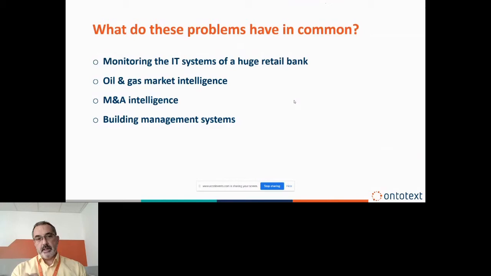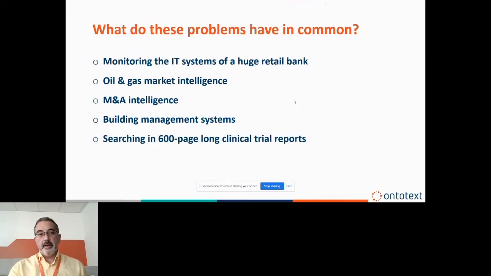In a very different area, this is another problem of building management systems. So that's the software that takes care that the lifts and the ventilation and the lighting and the heating work in sync, and the building is operating fine. And finally, the problem of searching, finding relevant sections in really long, 600-page long clinical trials for drugs.